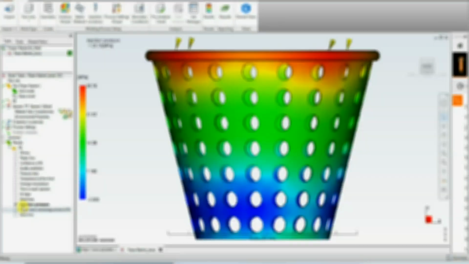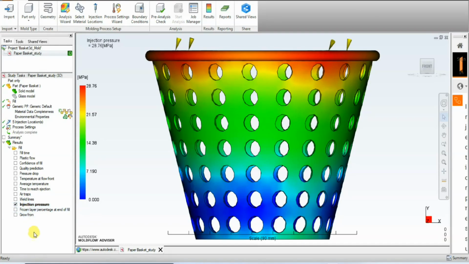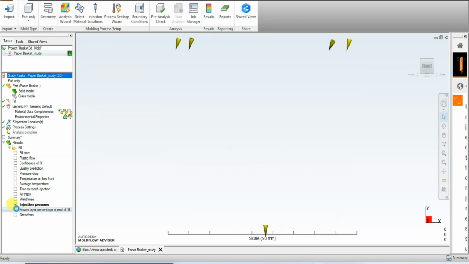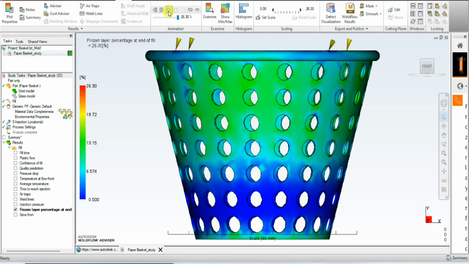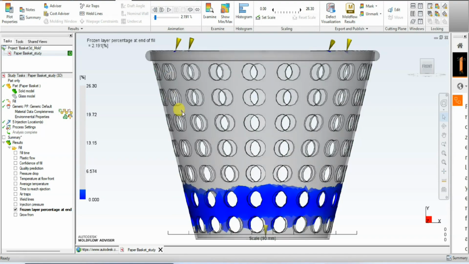Okay, so having completed the injection pressure elaboration, the next important thing that we want to handle here is the frozen layer percentage at end of fill. All right, so now let's look at the outcome of the results. Let's just test run the fill analysis and see what is going on.